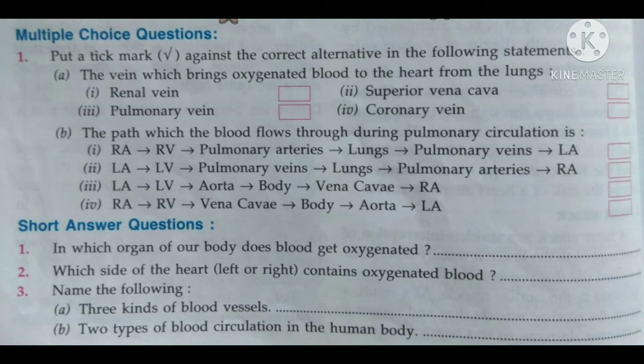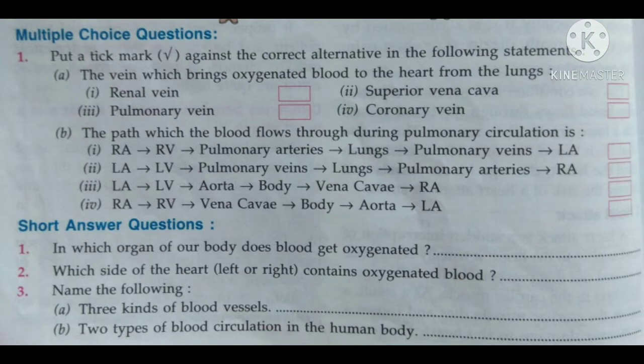Next, short answer questions. In which organ of our body does blood get oxygenated? Answer is lungs. Because in the lungs the deoxygenated blood is converted into oxygenated blood.